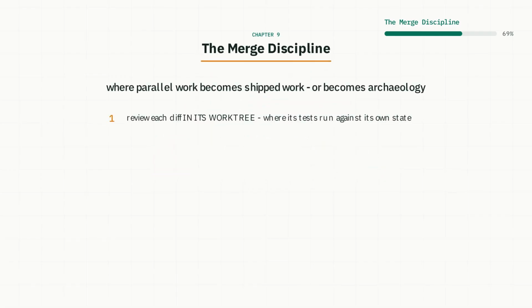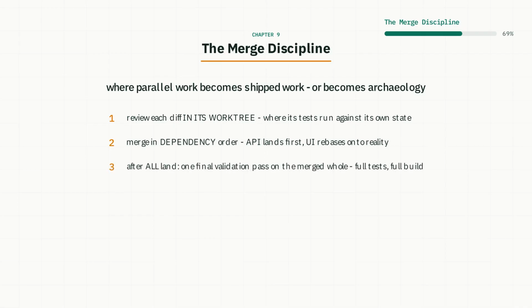Three habits. First, review each worktree's diff before merging, in the worktree where its tests can run against its own state. Second, merge in dependency order. If the API worker's output feeds the UI worker's assumptions, the API branch lands first, and the UI branch rebases onto reality. Third, the one everyone skips.